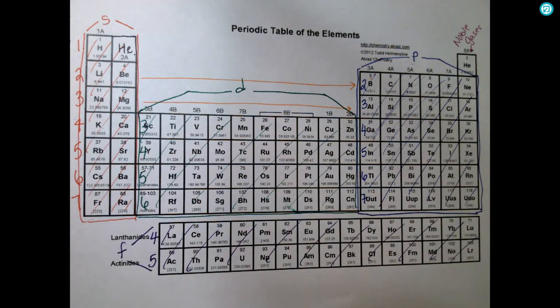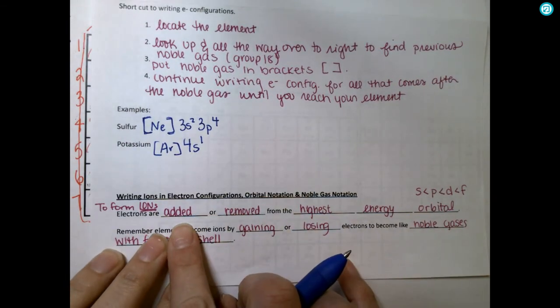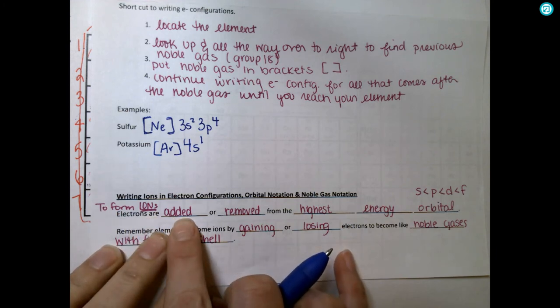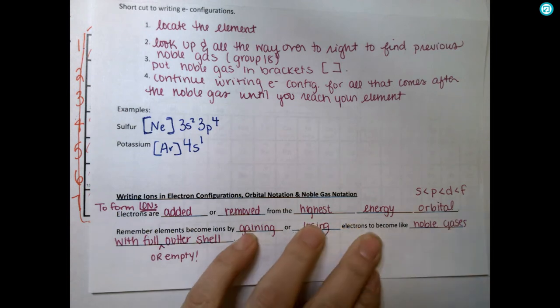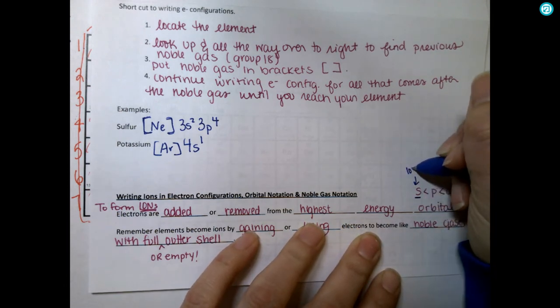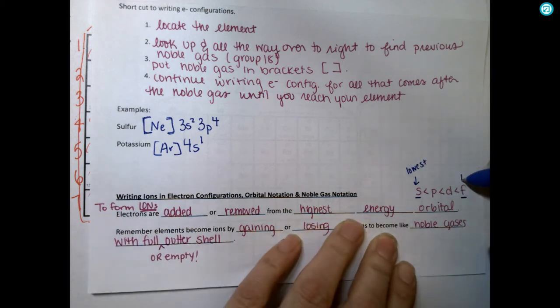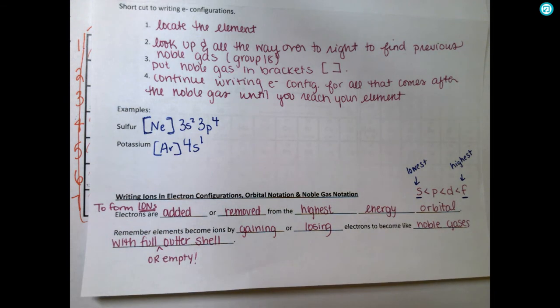Finally, we can look at making ions. Remember that ions are made by adding or removing electrons. So electrons are added or removed from the highest energy orbital. Remember that F is our highest, S is our lowest. And then we also have our energy levels. Obviously, a 4 is higher than a 3.